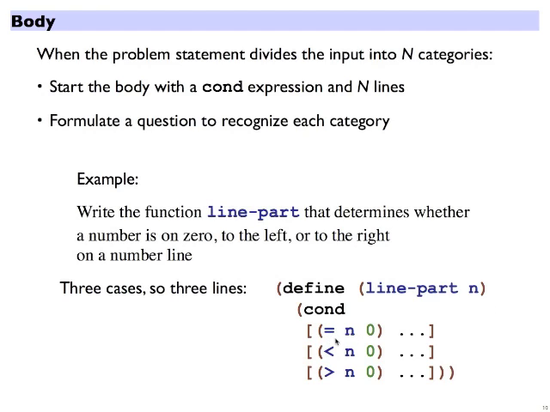We write a question that determines whether the argument n is in that first category, the second category, or the last category. And notice how each of these questions refer to the argument n because they need to categorize that argument to the function. So now the body step of the design recipe can give you a little bit more guidance than just finish it. It can tell you how to set up the cond form when the problem statement has multiple categories of inputs.